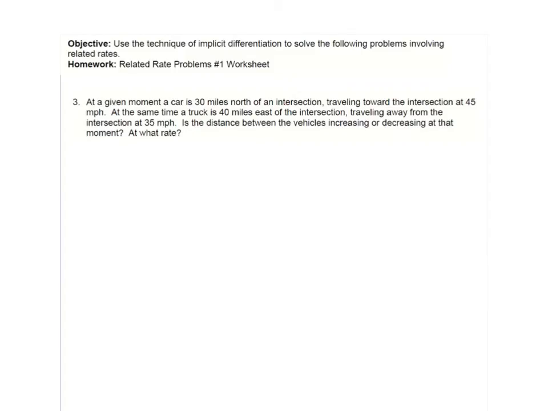Okay, so now number 3. At a given moment, a car is 30 miles north of an intersection, traveling towards the intersection at 45 miles per hour. At the same time, a truck is 40 miles to the east. Okay, so let me start drawing this. If this is my intersection, my car is north and my truck is east. The car is 30 miles north. The truck is 40 miles east.